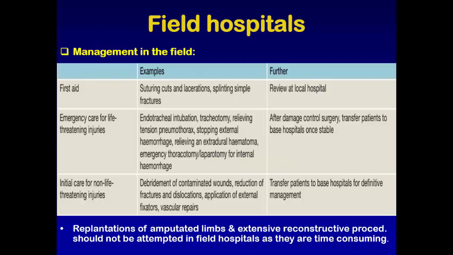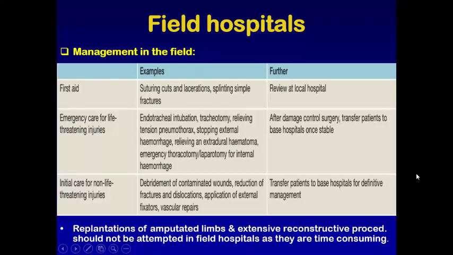The second function is emergency care for life-threatening injuries. For example, putting in an endotracheal tube, doing a tracheostomy, relieving tension pneumothorax, stopping external hemorrhage, relieving an extradural hematoma, emergency thoracotomy, laparotomy for internal hemorrhage. And then after damage control surgery, transfer the patient to the base hospital once stable.